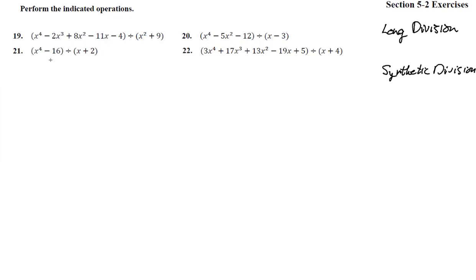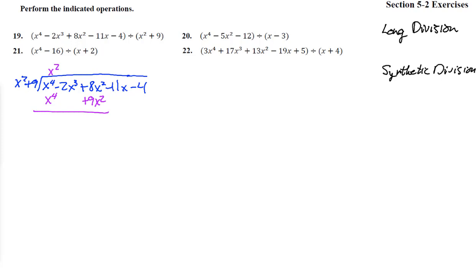This is one we can't do that way, so here we have x squared plus 9 going into x to the fourth minus 2x cubed plus 8x squared minus 11x minus 4. x squared goes into the x to the fourth. x squared times x squared is x to the fourth. x squared times 9 is plus 9x squared. We don't want to put it under the x cubed. We've got to put it in the column with the x squareds in it. So when we subtract them, we'll be adding like terms.